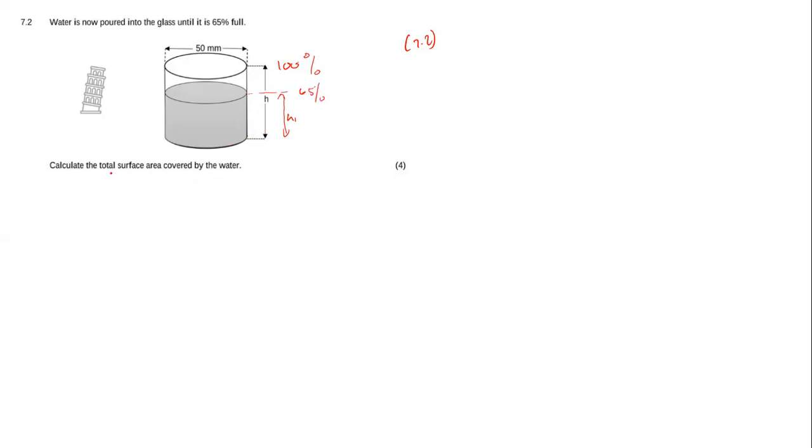So now calculate the total surface area covered by the water. We want the surface area covered by the water. When we want to calculate the surface area, we use the area of the circle and then the area of this part over here. When you take your cylinder, it looks like this, right? Let me draw it properly. Here we have the base and then here we have the height.